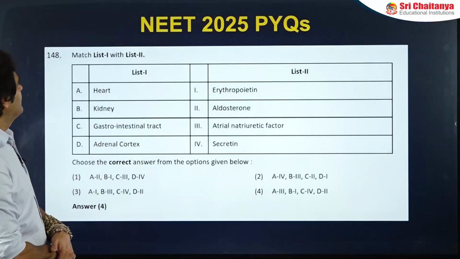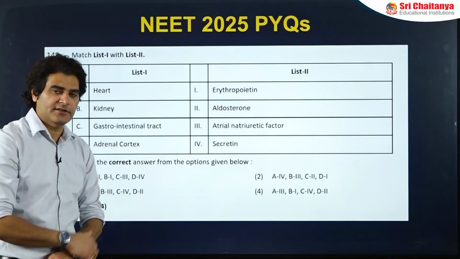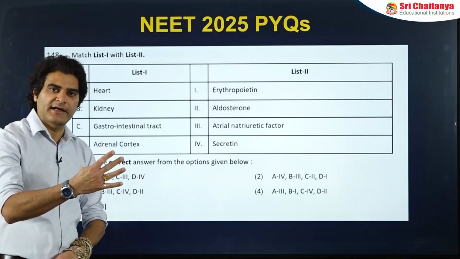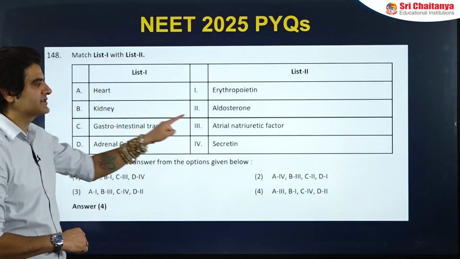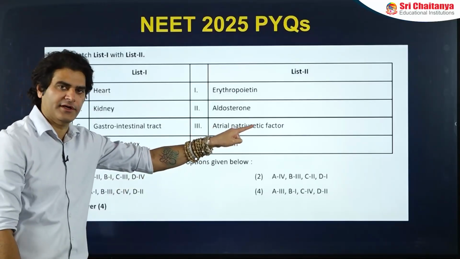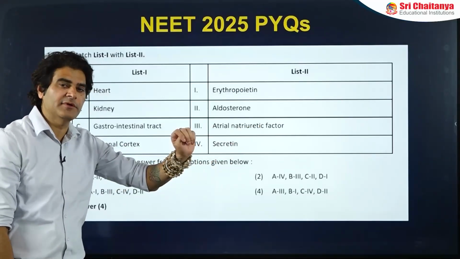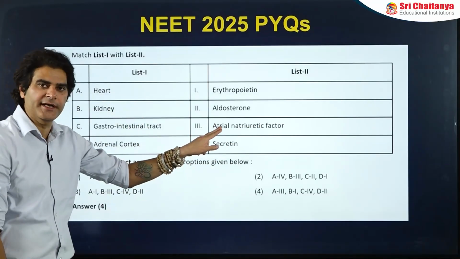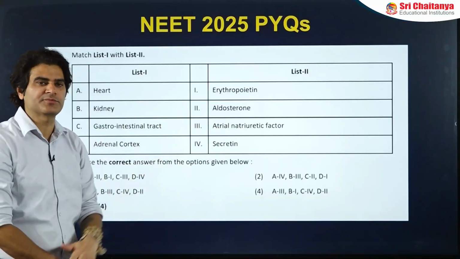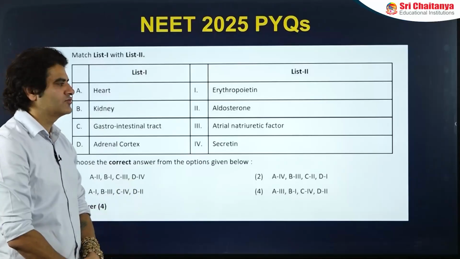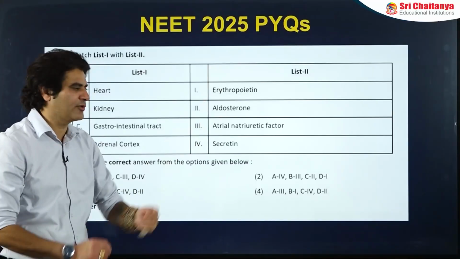Next question, match the list 1 with list 2. Again another matching type question covering 4 glands or 4 hormones and their actions. List 1, list 2: heart produces ANF, atrial natriuretic factor. Even if you don't remember what heart produces, you can always relate to atria of the heart. So atrial natriuretic factor is obviously produced by the heart. Kidneys, what are they producing? Erythropoietin.